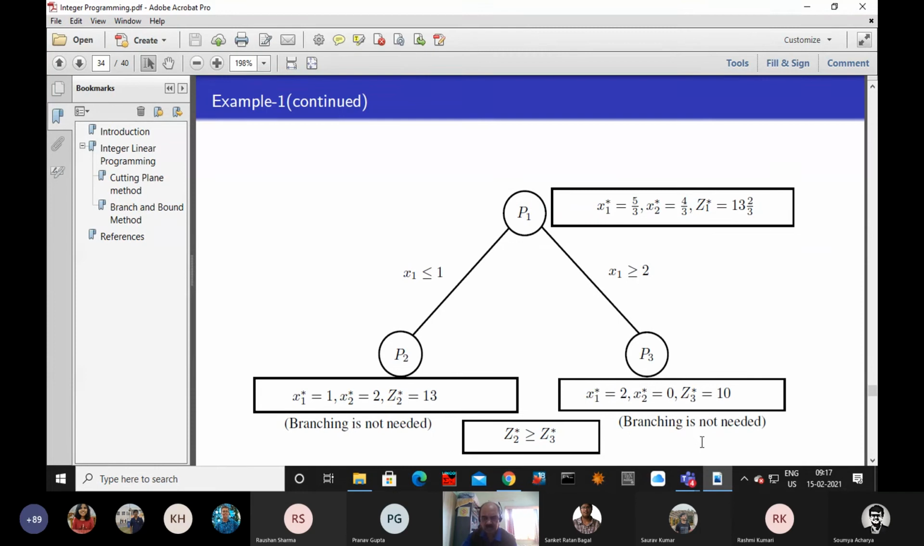Sir, that part I understood. I'm asking, suppose branching is needed in the second step after this. Suppose there's such a problem where branching is needed. This time, do we branch again on both sides? Yes. There may be a chance that with respect to the second one, you may get a better solution.